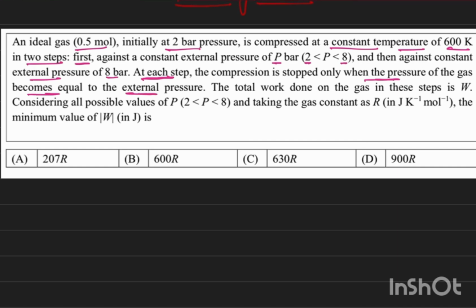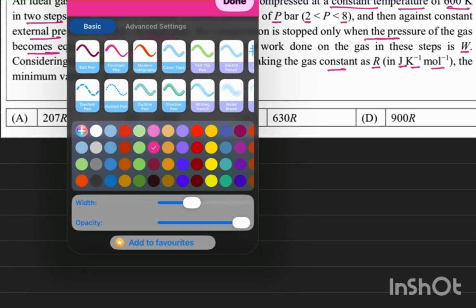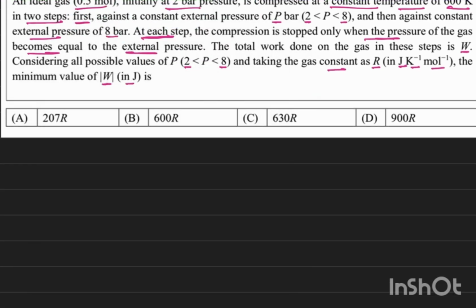The total work done on the gas in these steps is W, considering all the possible values of P from 2 to 8, and taking the gas constant as R in joules per Kelvin per mole. The minimum value of W in joules is... So we have to tell the minimum value of the modulus of W. What will that be? We have to find it. So how will we do that?